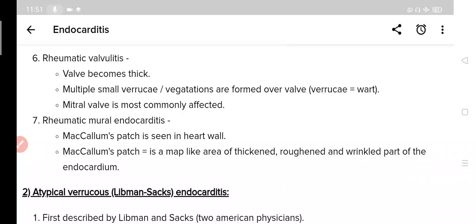So, in rheumatic mural endocarditis, the affected area of the endocardium becomes thick, rough and wrinkled, and it gives the appearance of a map. So, this is called McCallum's patch. So, this is rheumatic endocarditis.